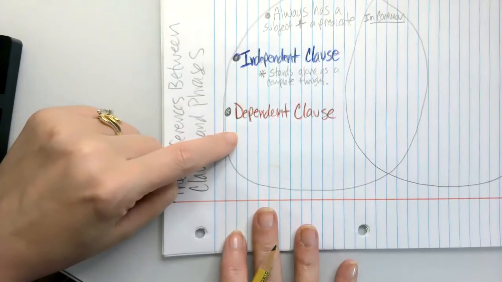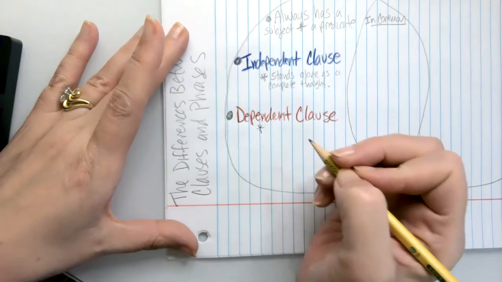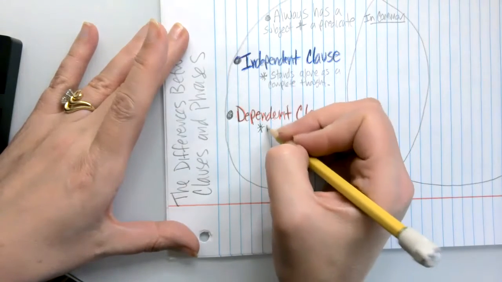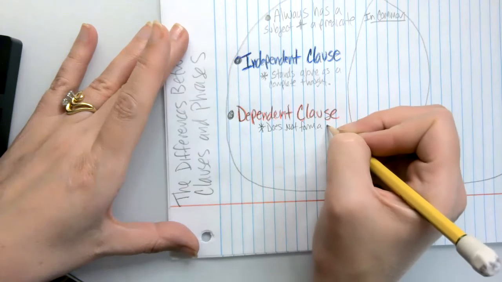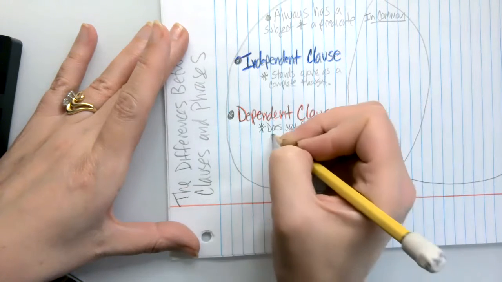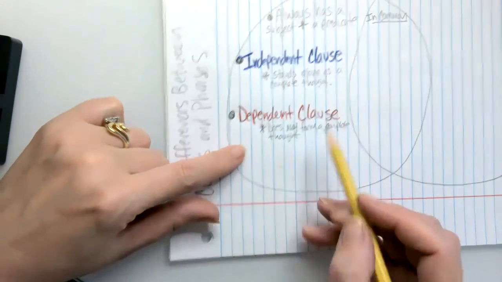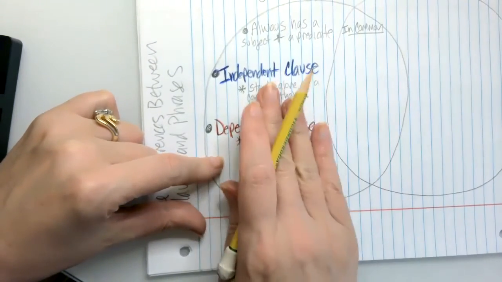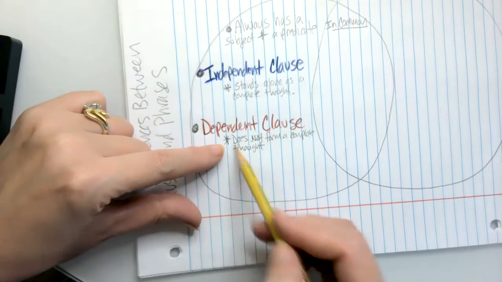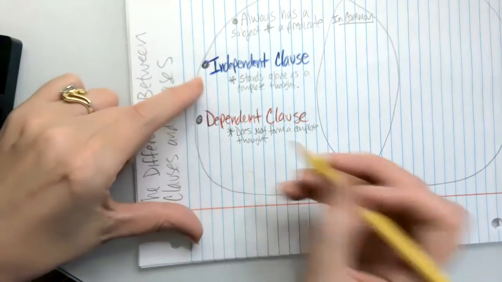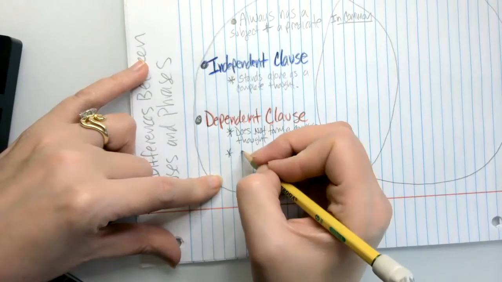Well, what about a dependent clause? Well, for a dependent clause, we're going to have two asterisks here. The first one, we're going to say does not form a complete thought. And again, all we're doing here is regurgitating what we've already practiced, putting it into a Venn diagram. This is not new. New is going to be over here. So dependent clause: it does not form a complete thought. And the next asterisk is that it leaves you hanging or wondering.